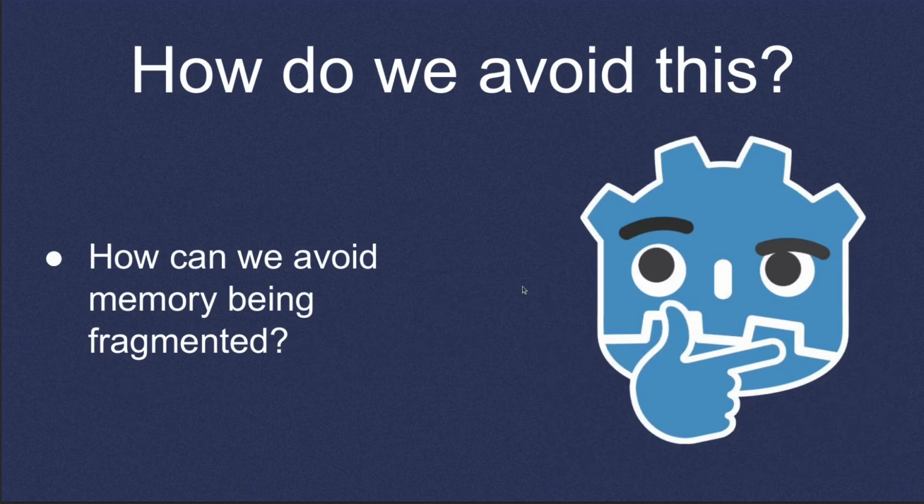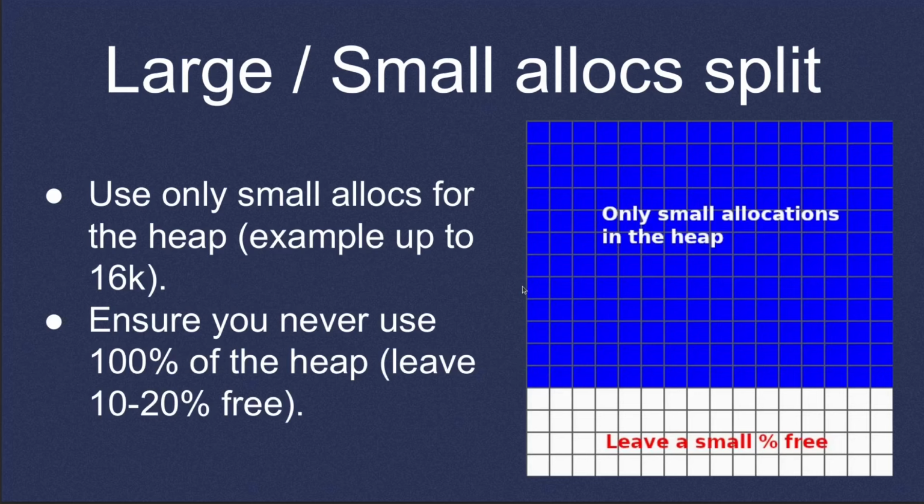You have fragmentation, then you have holes, and then you have enough memory, but everything is too fragmented, so you can't do the big allocations anymore. So how do we solve this? Normally, what applications or game engines do is they split the large and small allocations.